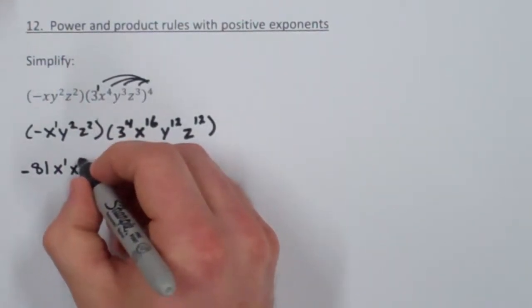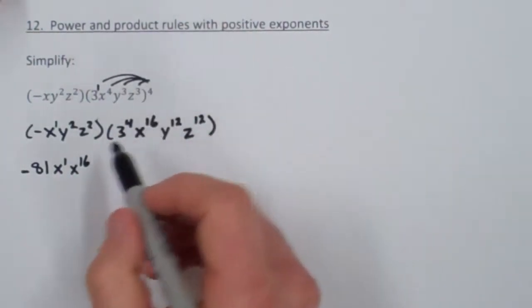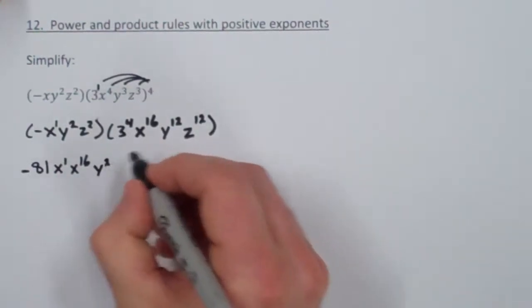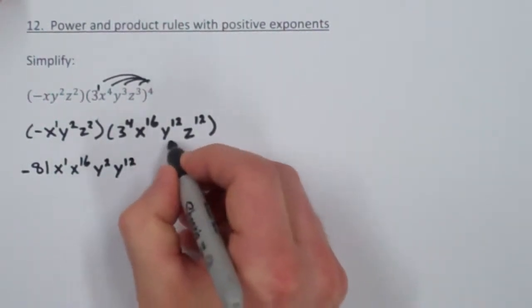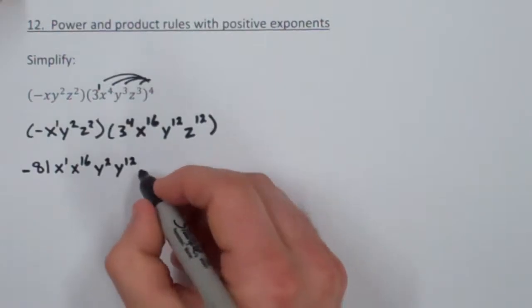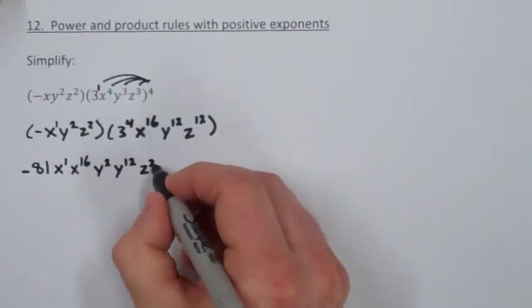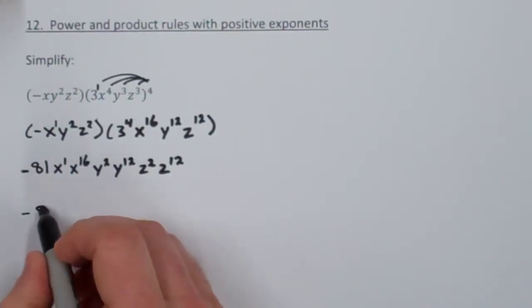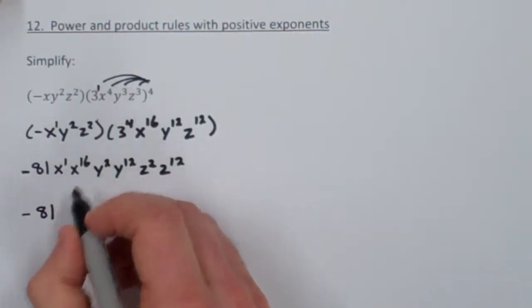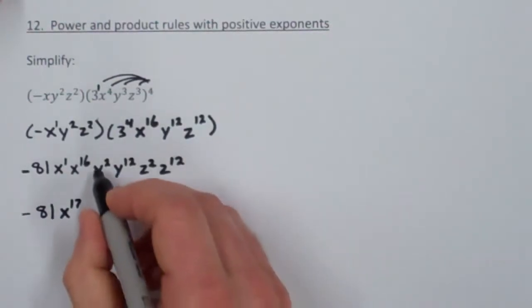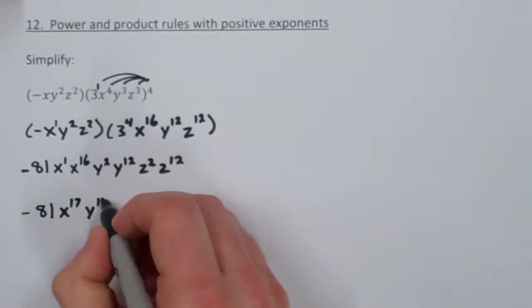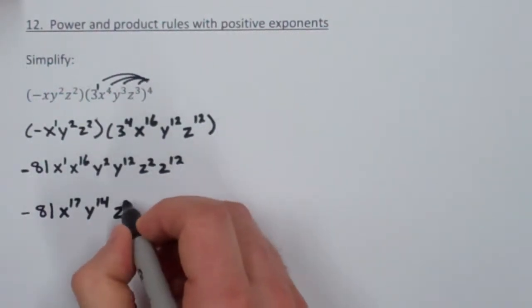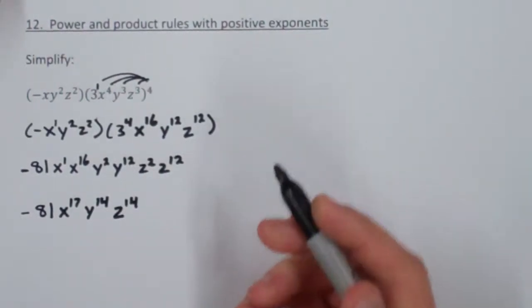The next one is x to the 16th power. Y squared is next. Y to the 12th on the right hand side. Z squared and z to the 12th power. And then we can just go ahead and combine those bases. This would be 1 plus 16, or 17. 2 plus 12, which is 14. And then 2 plus 12, which again will be 14.